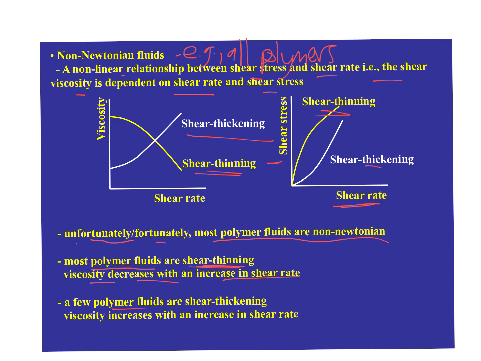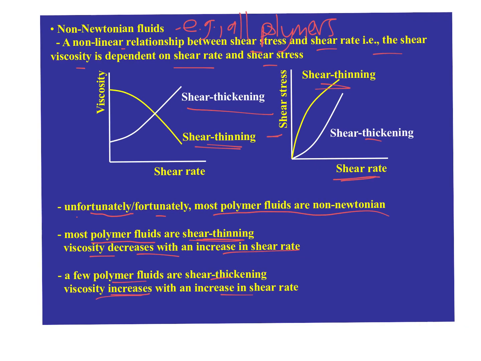A few polymer fluids are shear thickening. The viscosity increases with an increase in shear rate, and these can be particularly problematic to mold something out of because of the fact that viscosity is increasing.